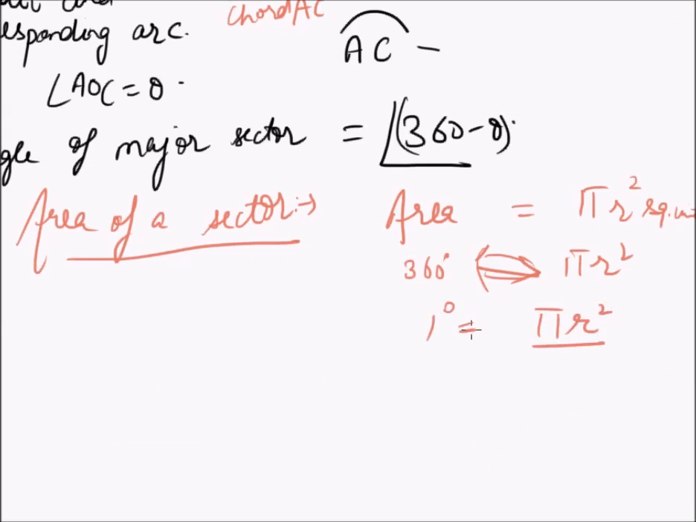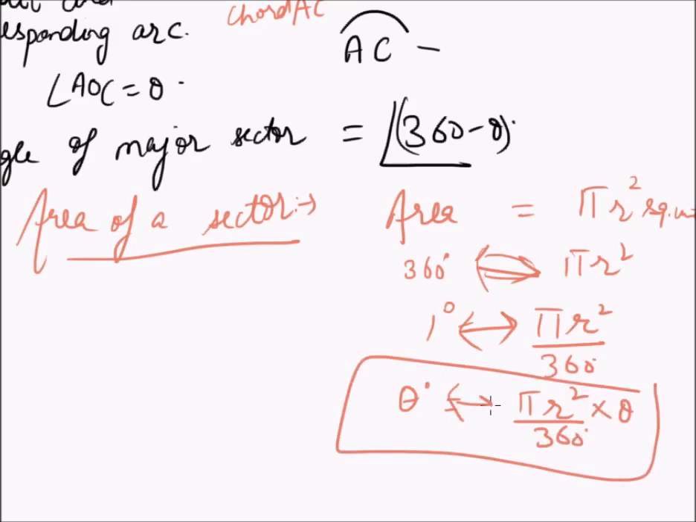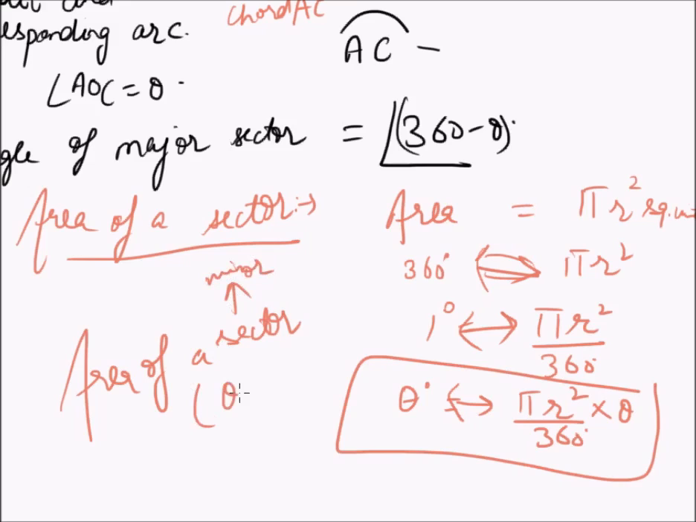That is, for a 1 degree angle, it will be pi r square with 360 degrees in the denominator. So for theta degrees, it will be pi r square by 360 into theta. That is, the area of a sector, which generally means or always means minor sector in these and upcoming videos, with an angle theta, will be pi r square over 360 into theta.